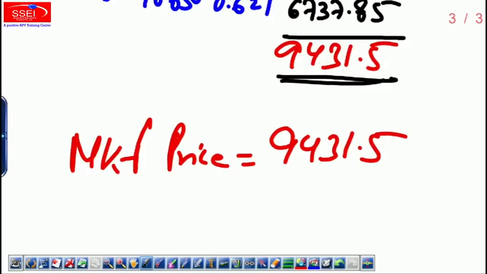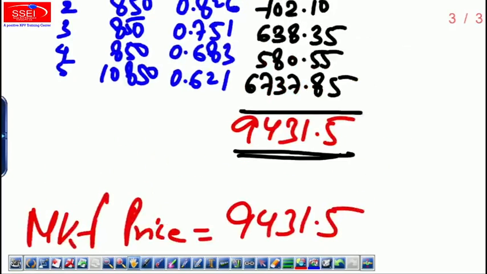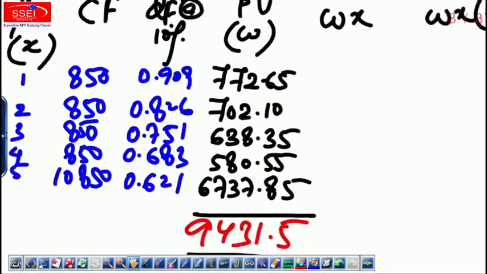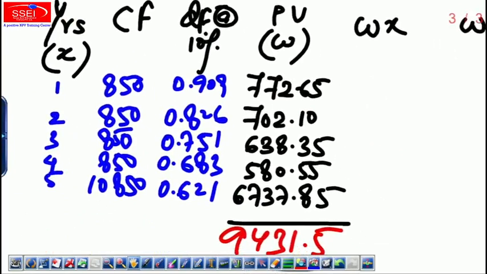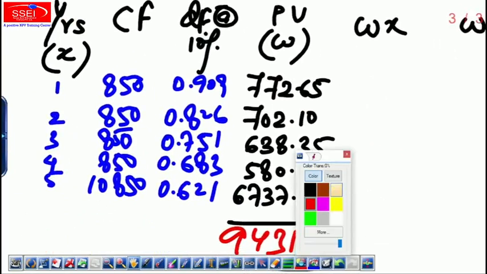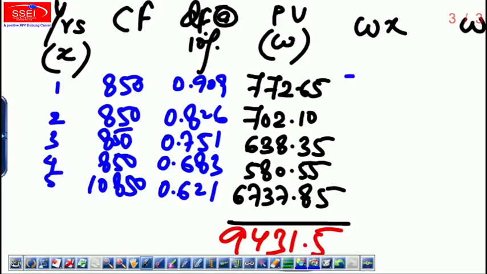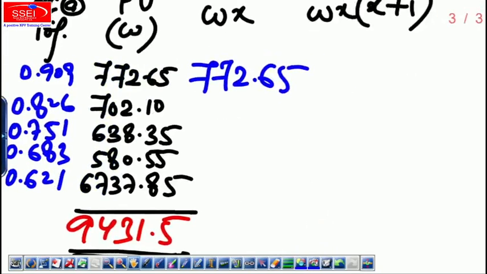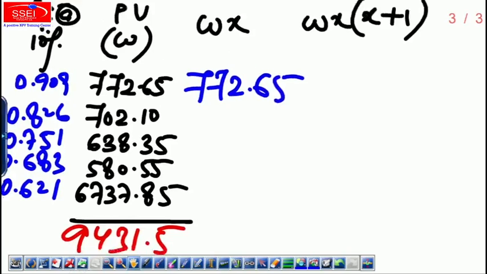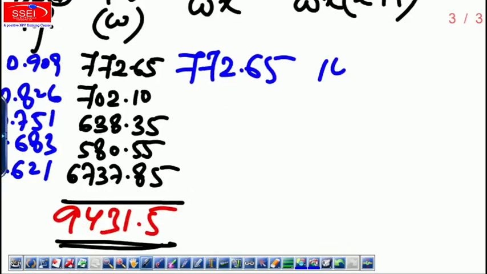9431.5. Okay, now we need the duration. So W into x: 772.65 into 1 is obviously 772.65. Let's also do the last column parallelly. So 772.65 into 2 is what? 772.65 into 2 is 1445.3.